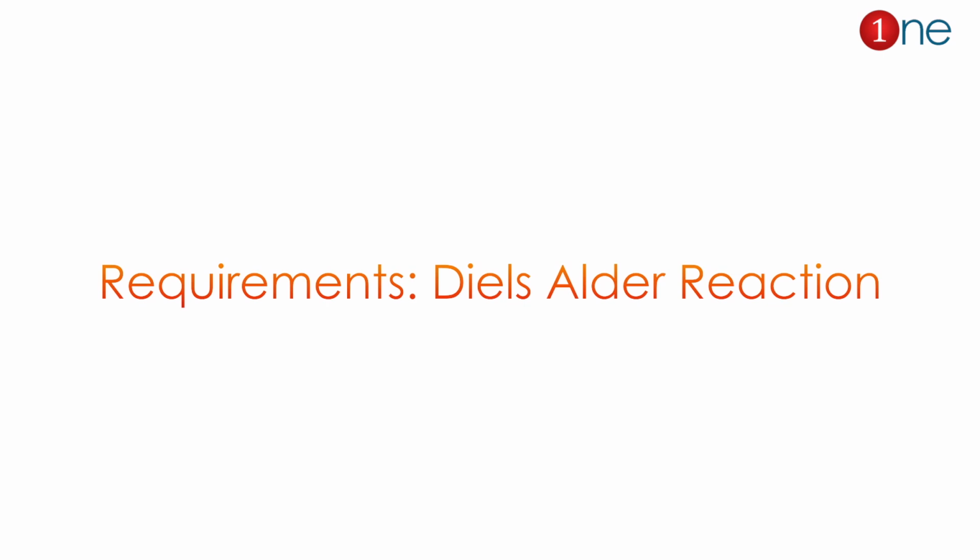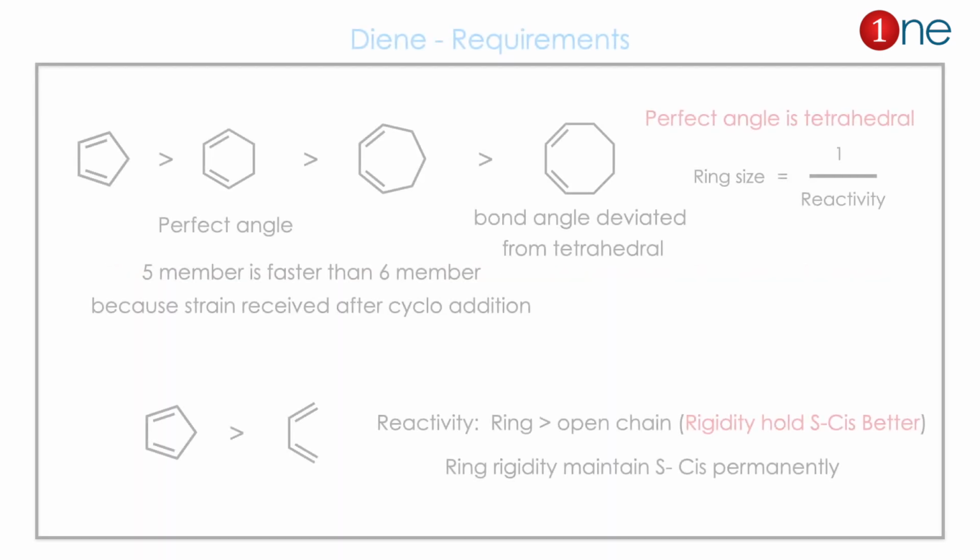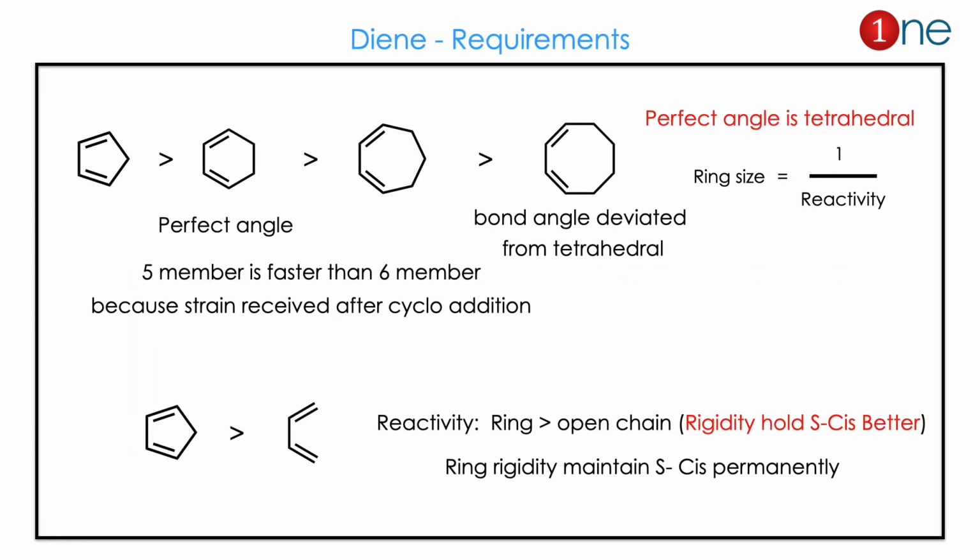Then we will see the important thing, the requirements for the Diels-Alder reaction. This is very important to understand the reaction fully. The diene should have a perfect tetrahedral angle, then only the fusion will be effective. Here you can see that as the ring size increases, the reactivity decreases because of loss of tetrahedral structure. The important fact you have to know here is that 5-member is faster than 6-member because strain is relieved during the cycloaddition. Linear versus cyclic diene: linear diene is a little less reactive compared to cyclic because cyclic is very rigid and can maintain the S-cis configuration better.